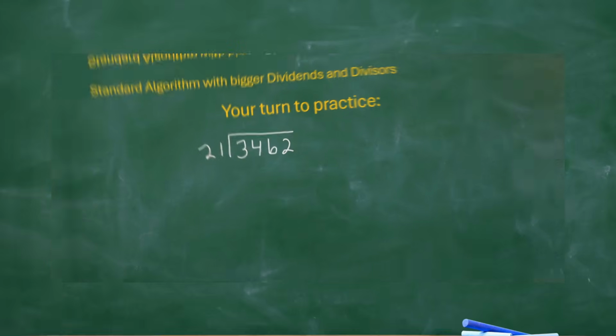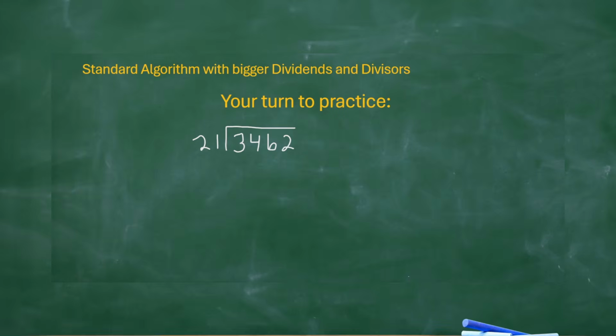All right, now that you've had a chance to look at this one on your own, let's compare answers to see how you did. First thing you should ask yourself is, how many 21s can I get out of 3? And the answer is none. Next, how many 21s can I get out of 34? And the answer is 1. 1 times 21 is 21. Do your subtraction, you're left with 13, and bring down the 6, you're left with 136.